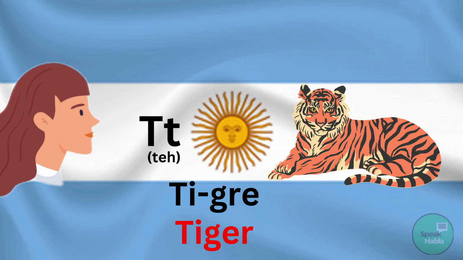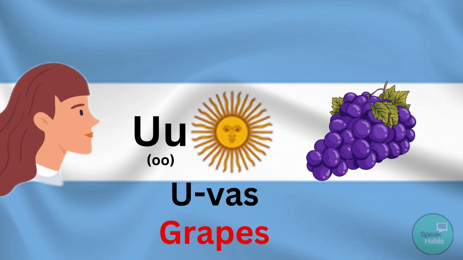Tigre. Very good. The letter U is pronounced U. Say it with me. U. Now let's say it in an example. Uvas, grapes. Okay, one more time. Say it with me. U.